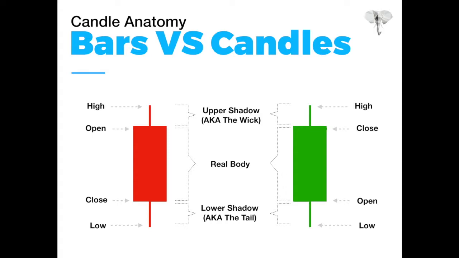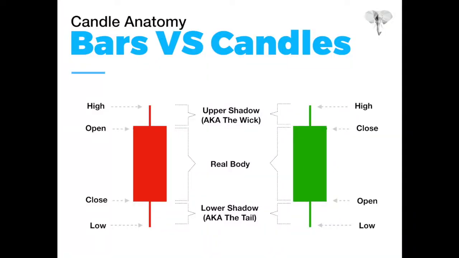So we can look through that, and the only real difference is the terms associated with the candle itself. We have the upper shadow, which I call the wick, and then we have the lower shadow, which is also known as the tail. And then we have the real body. The real body is fuller, it's wider, and it's easier for us to read.